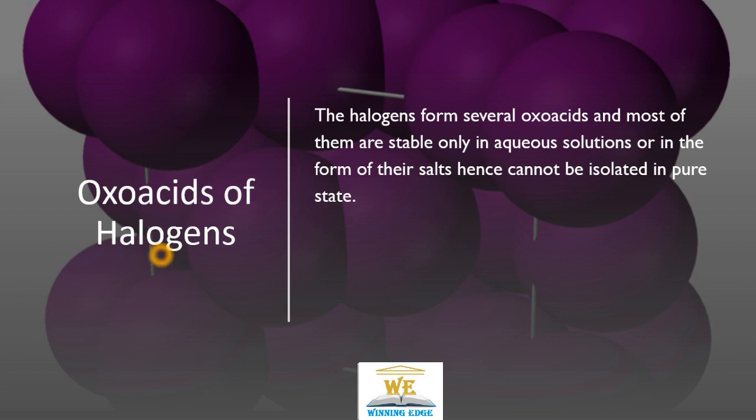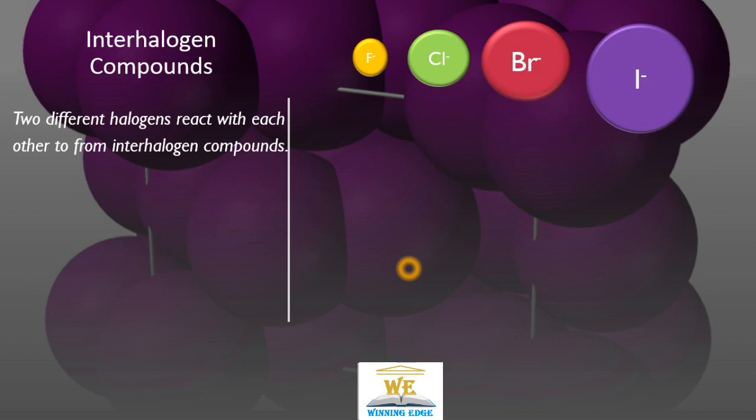Oxoacids of halogens. Halogens form several oxoacids, and most of them are stable only in aqueous solutions or in the form of their salts, hence we can't isolate them in their pure form. Interhalogen compounds are very important to study when we're talking about the halogen group. Two different halogens react with each other to make interhalogen compounds.